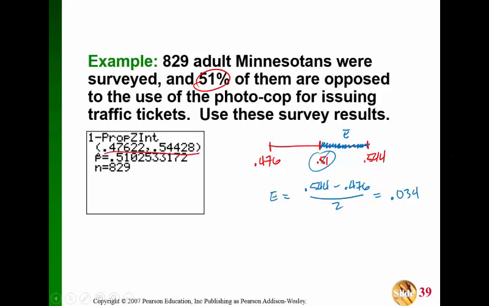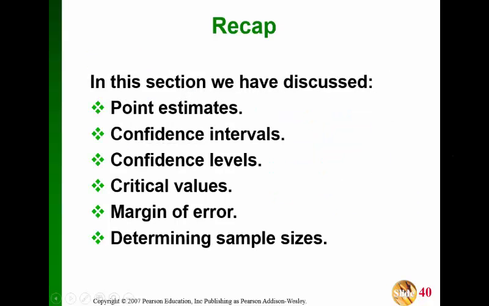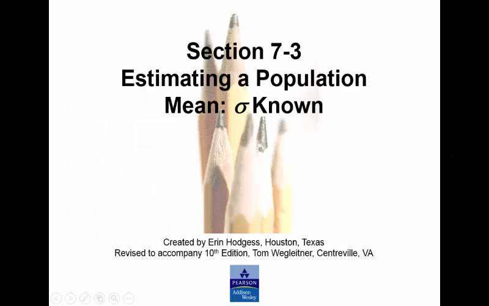Okay? All right, now that we know about confidence intervals, we know about point estimates, we know about critical values and margin of errors and stuff like that. The next section, we'll be doing exactly the same thing, except we'll be doing it for a mean. So, we'll see how fast we can go. We're going to fly through this one.